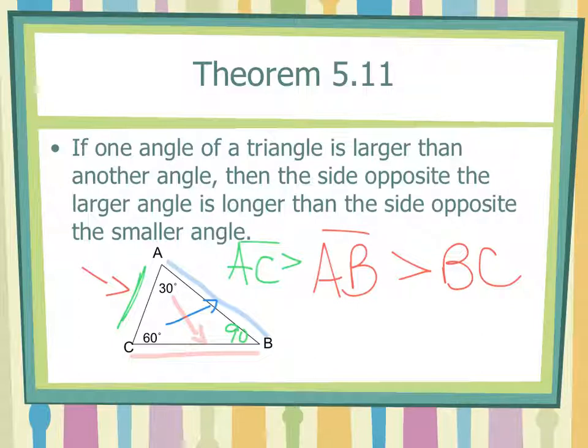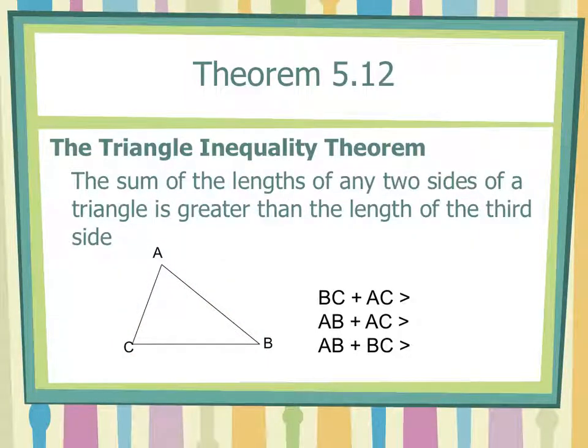Anybody still need the slide? No, I'm good. Any questions? All right, next one, 5.12. Again, this one's got a name now, and this is called the triangle inequality theorem. And this one states that the sum of the lengths of any two sides of a triangle is greater than the length of the third side.